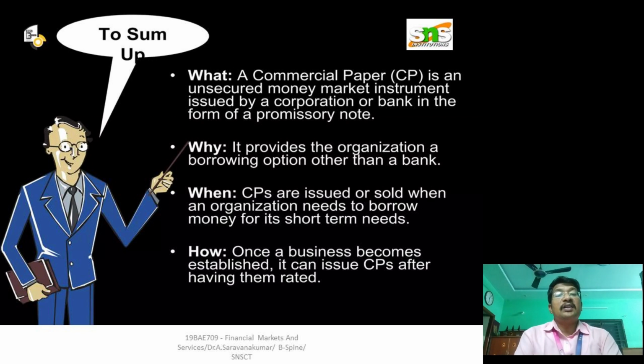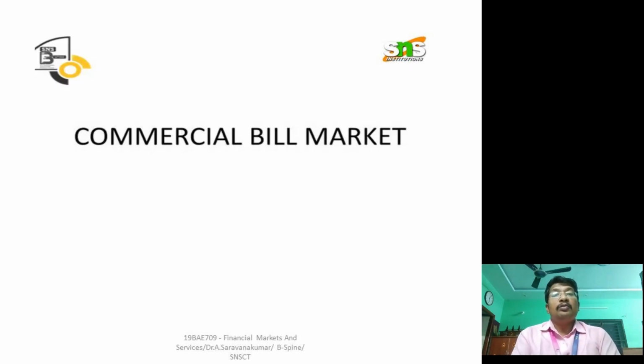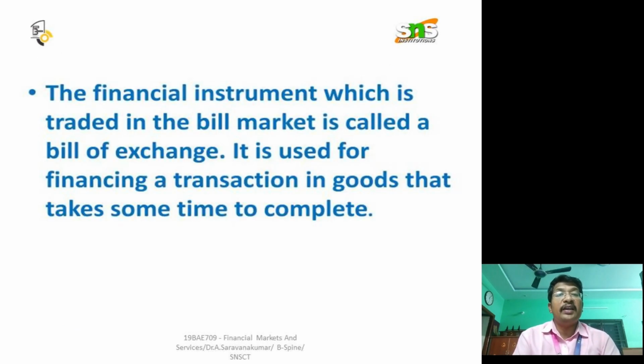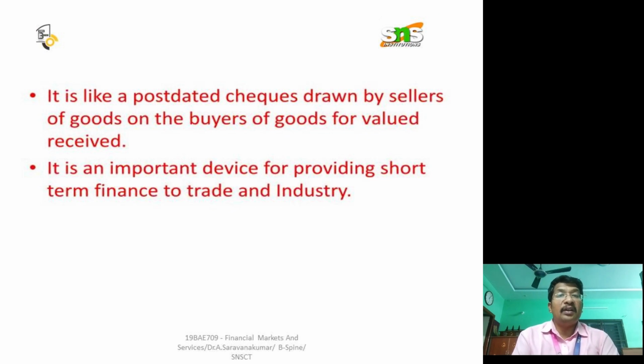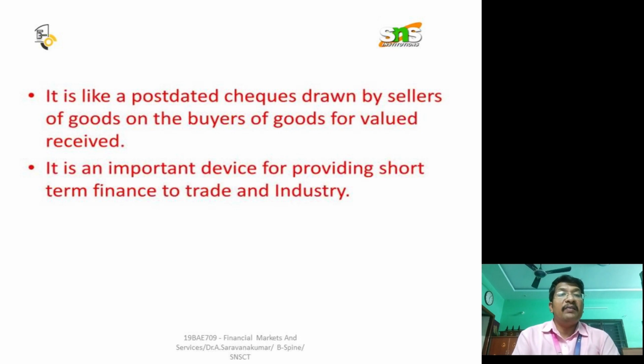So next we are going to discuss the commercial bill market. What do you mean by commercial bill market? The financial instrument which is traded in the bill market is called a bill of exchange. Everyone knows about the bill of exchange. It's used for financing a transaction in goods that takes some time to complete. It's like a post-dated check drawn by sellers of goods on the buyers of goods for value received. It's an important device for providing short-term finance to trade and industry.